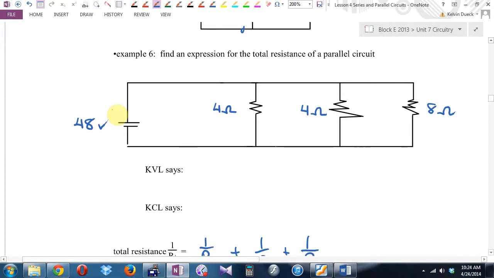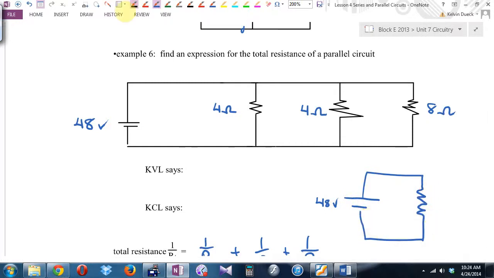What if I said find total current? Or what if I said find the current in each resistor? Problem. Do I know total current? No. Do I have a pair anywhere? No. Okay. Then what I would do is I would find total resistance. What I want to do is write this as its mathematical equivalent of 48 volts and 1 resistor.